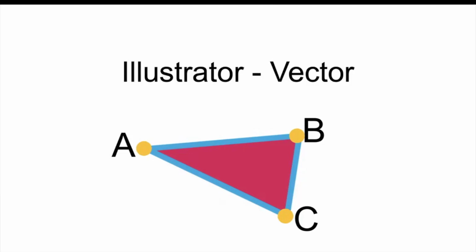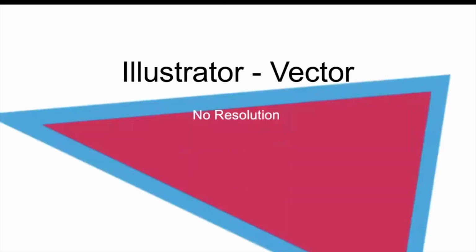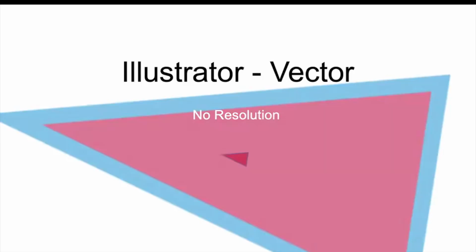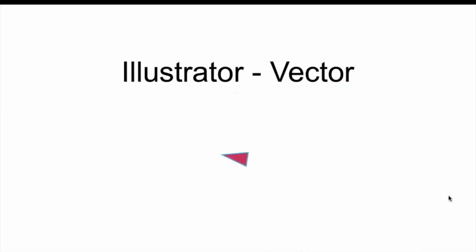If you blew up the same file to stretch over a mile, it's still going to be clear, because vector does not have resolution, because it doesn't use pixels. So there's no resolution in Illustrator. You don't have to worry about setting that sort of thing in Illustrator. It can be big, it can be small.